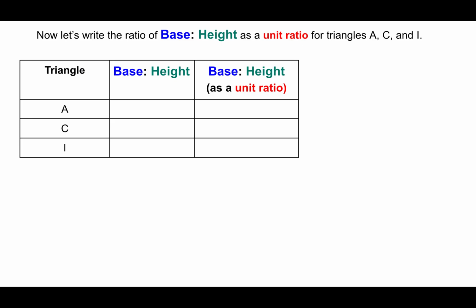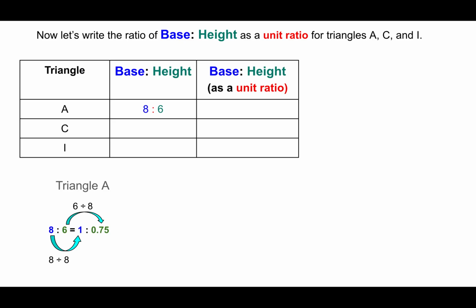Now let's write the base and the height as unit ratios for triangles A, C, and I. The base is 8 to 6, which means we're going to divide 8 by 8, which is 1, and 6 also by 8, which is 0.75.